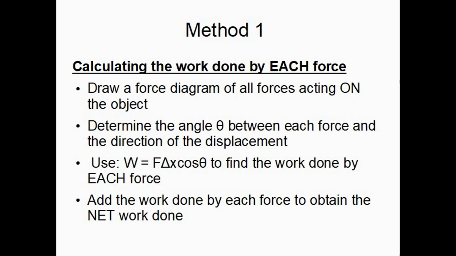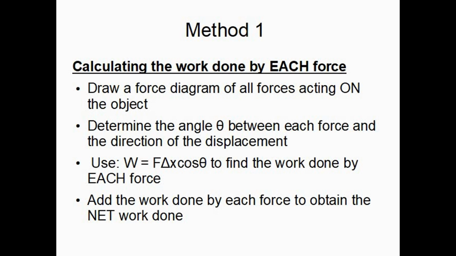So we can calculate the work done, and this is how we do it. First, we draw a force diagram of all the forces acting on the object. Then we determine the angle theta between each force and the direction of the displacement. Then we use the work formula, W equals F delta x cos theta, to find the work done by each force. Once we have found the work done by each force, we can add them to obtain the net, or total, or overall work done.